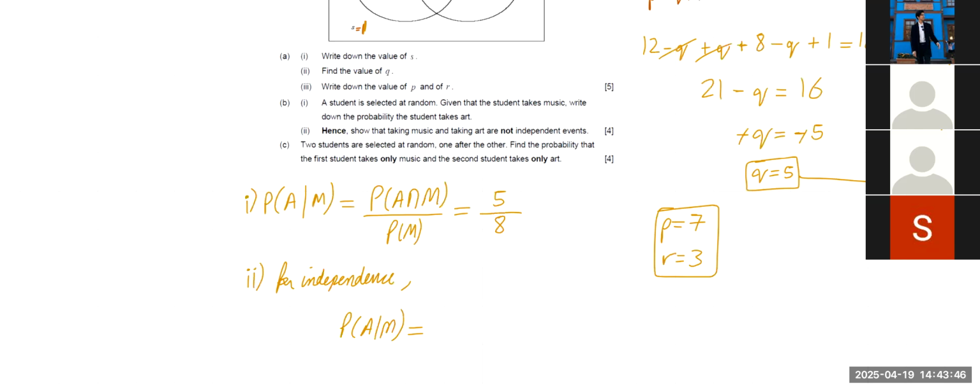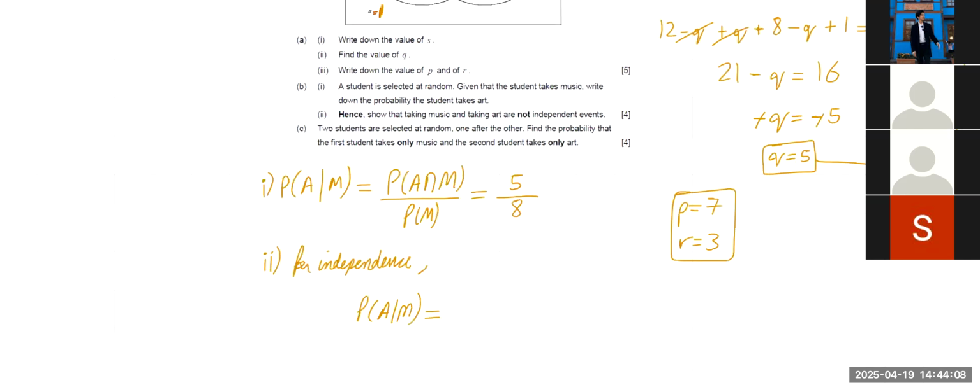Probability of A given B should be equal to the probability of what for independence? Anybody? They need to be the same. Who needs to be the same? The P(A) and P(B). No. You're saying that P(A) equals P(B) means independent. No, that's not it. That means they're equally probable. Doesn't tell you anything about independence.